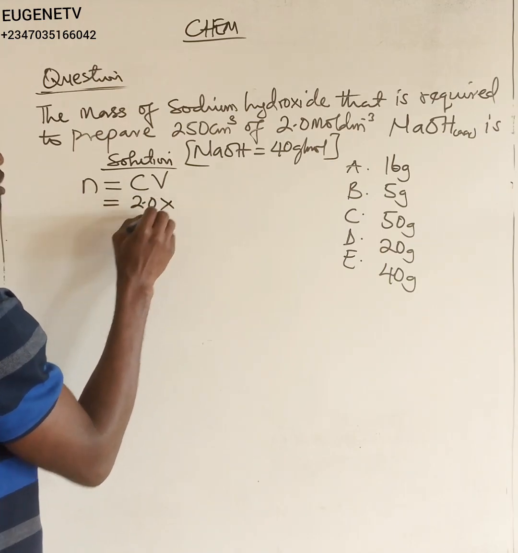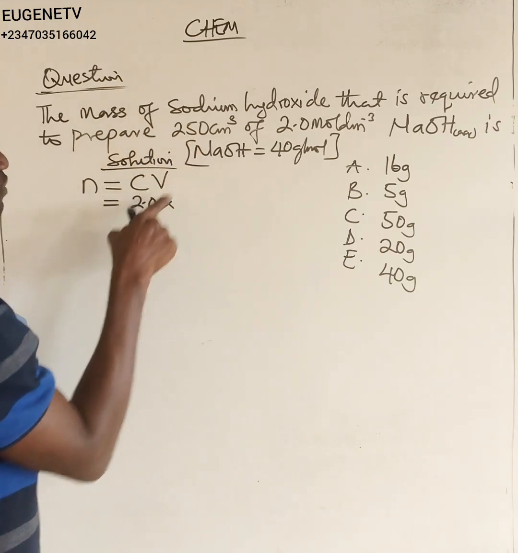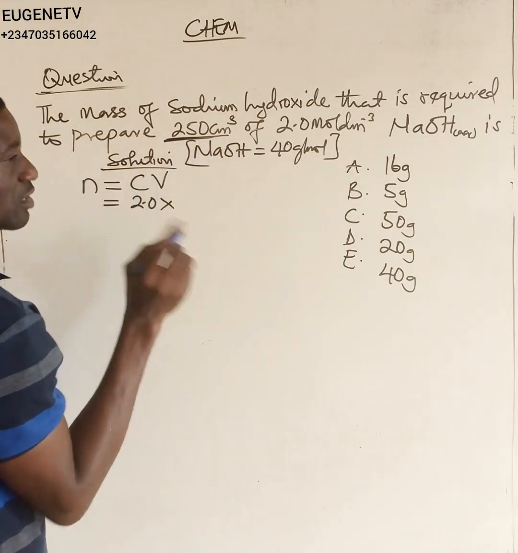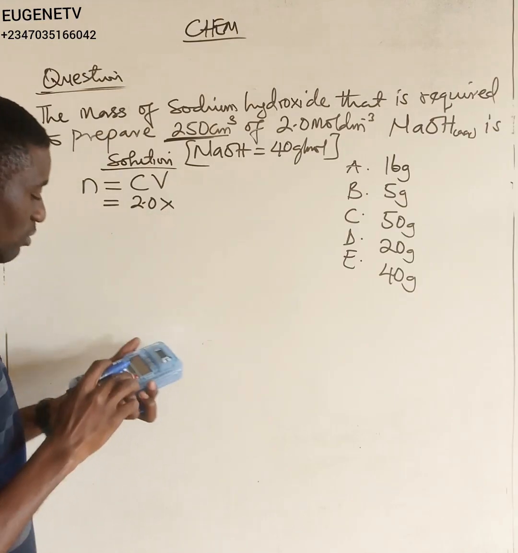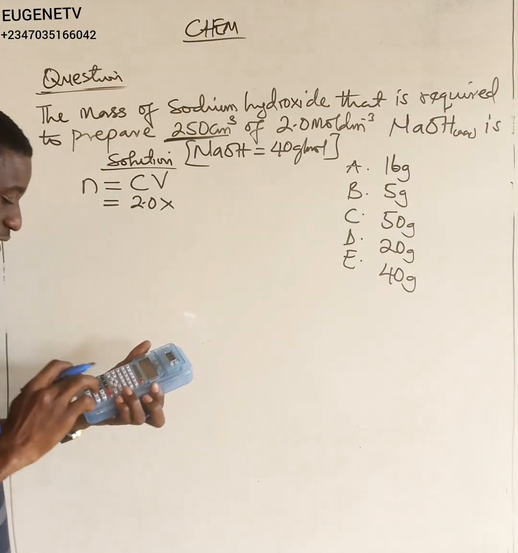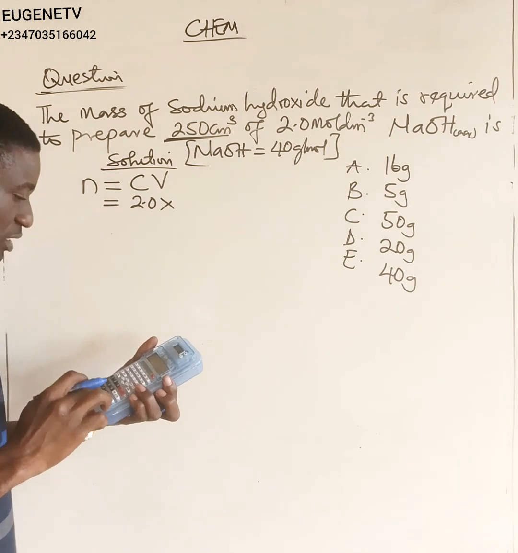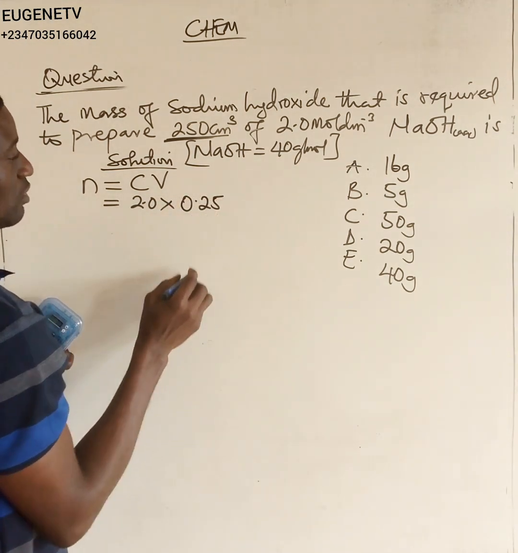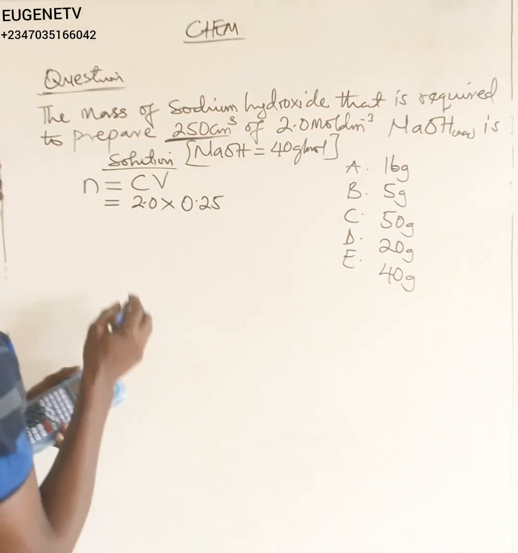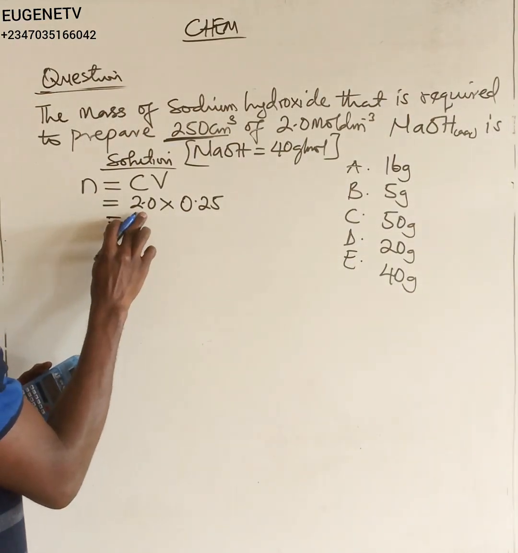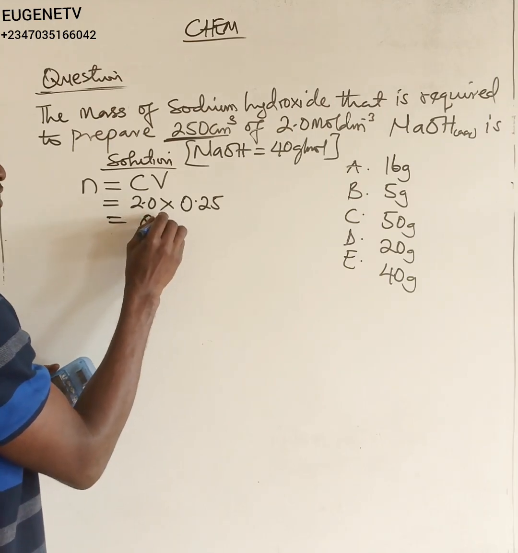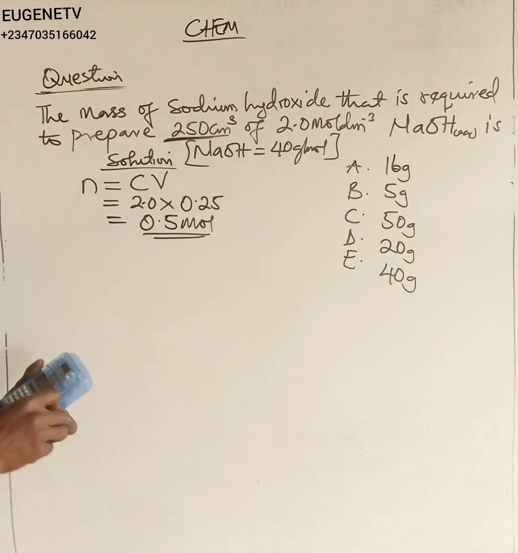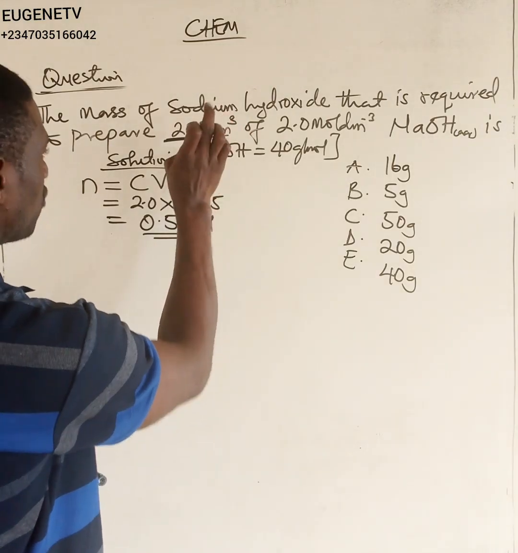That is the concentration. Then the volume is 250. If the volume must be in dm³, we are going to divide this volume by 1000. So when we have 250 and we divide it by 1000, the answer is going to be 0.25. So the volume in dm³ now is 0.25. So we multiply it. When we have 2 times 0.25, the answer is going to give us 0.5 mole. This is the number of mole of this alkali in this volume.